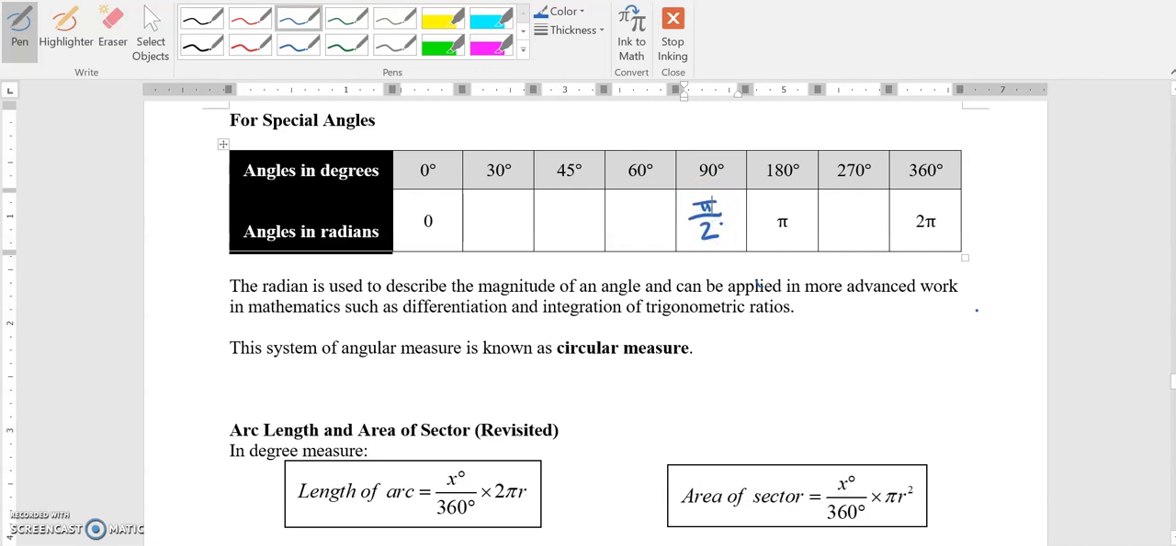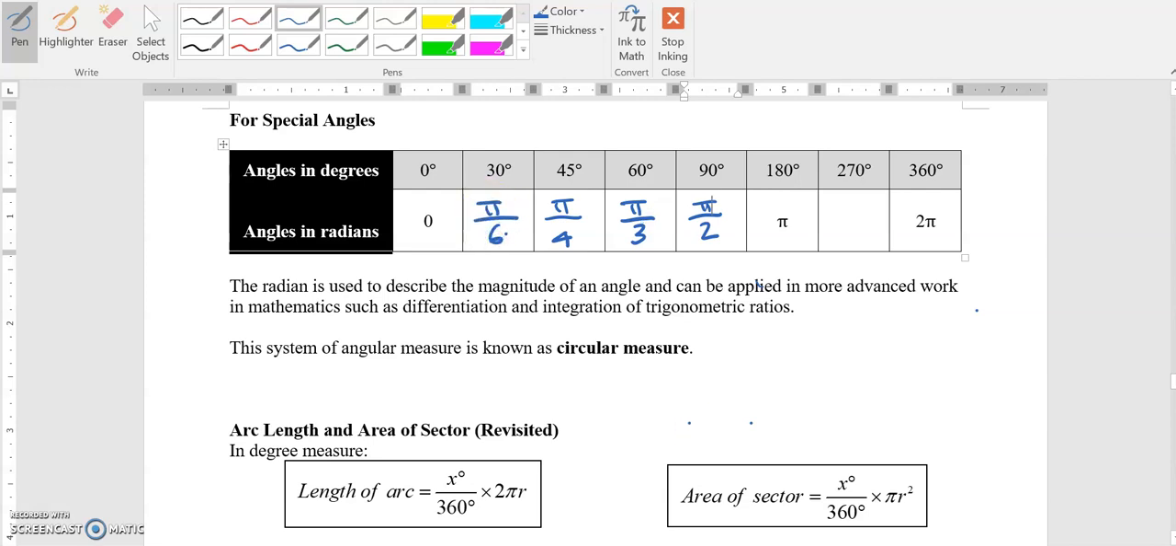Now, 45 degrees is half of 90 degrees. Therefore, you can expect 45 degrees when converted to radians will be pi over 4 radians. Now, we know that 60 degrees is 1/3 of 180 degrees. So if I were to convert it into radians, it is pi over 3 radians. Then if 30 degrees is half of 60 degrees, you can expect this to be pi over 6 radians for 30 degrees.